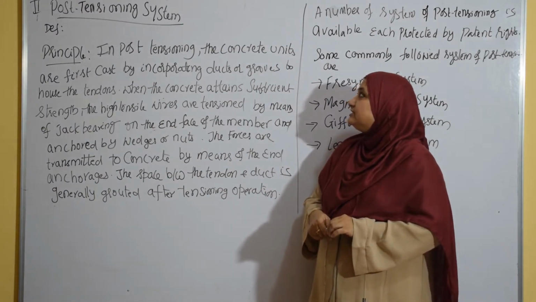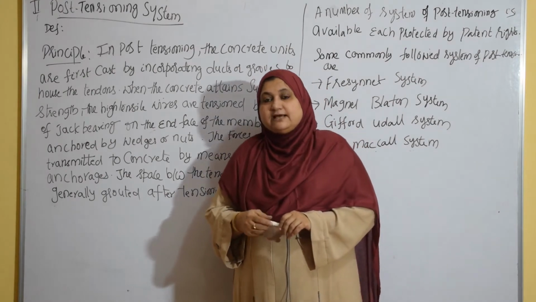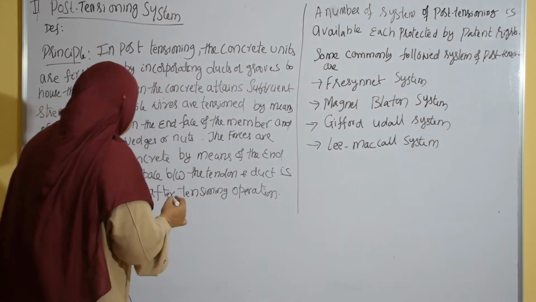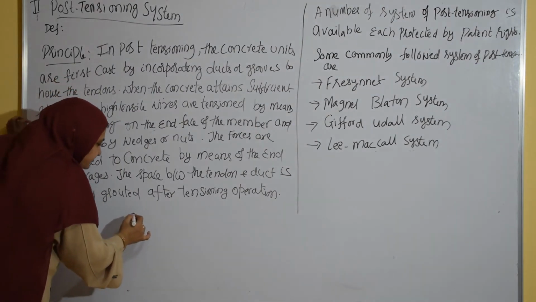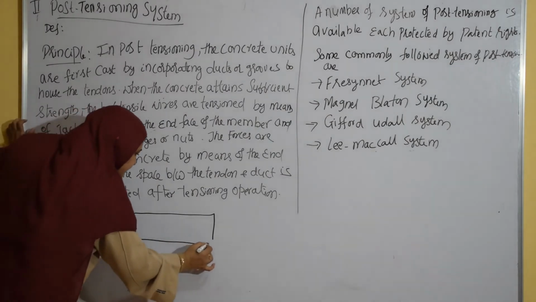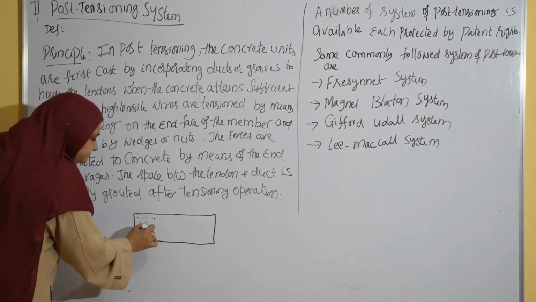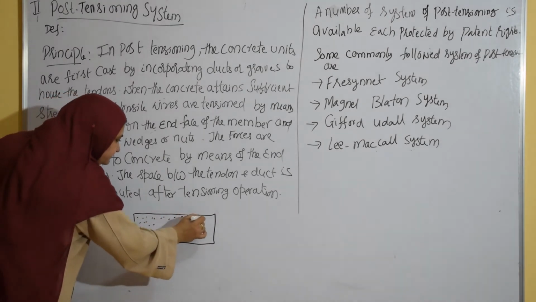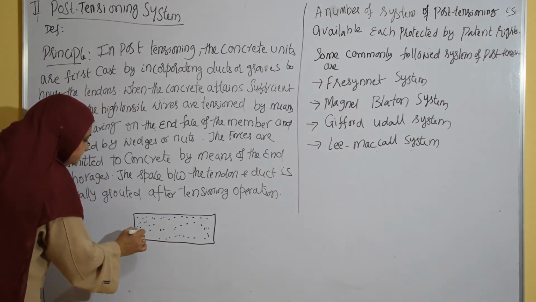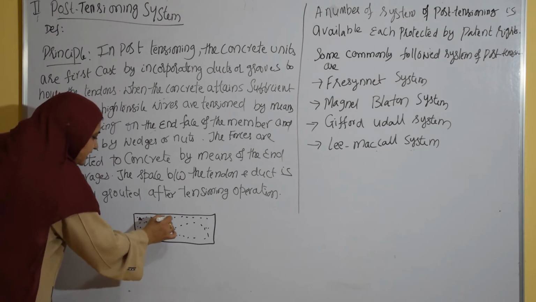In post-tensioning, the concrete units are first cast. Concrete beams are first cast like this. Suppose this is a beam, or I can say a beam mold. So first concreting will be done. Only concreting. In the post-tensioning method, tendons are tensioned against the hardened concrete. So the concrete is allowed to harden.